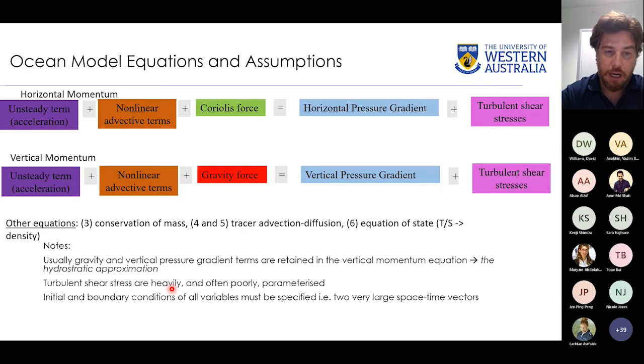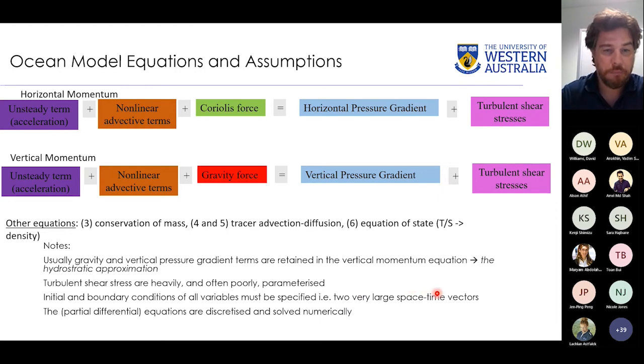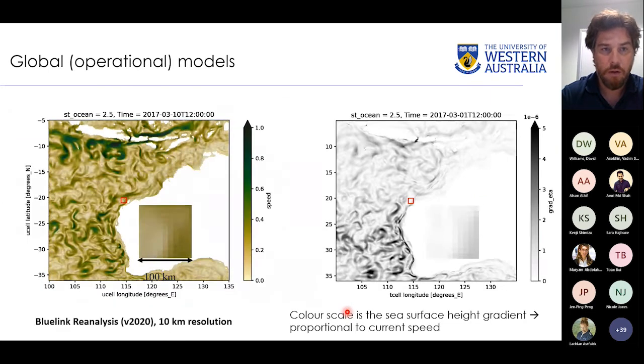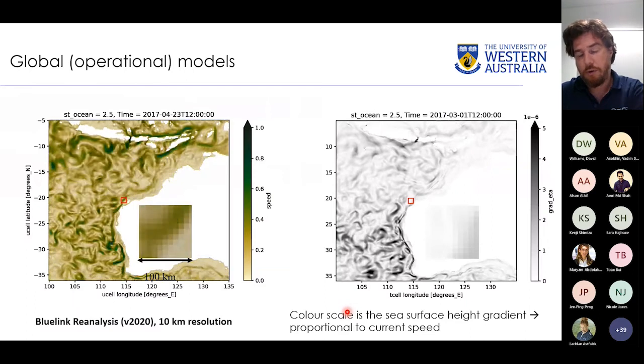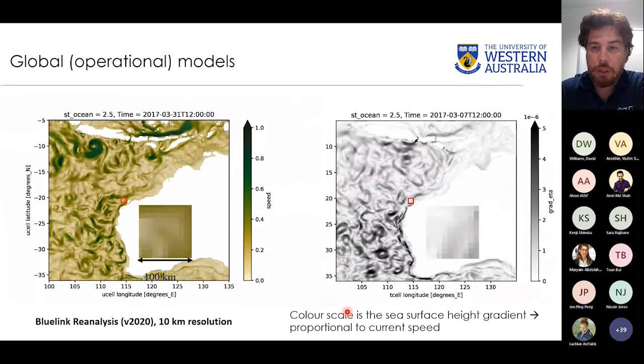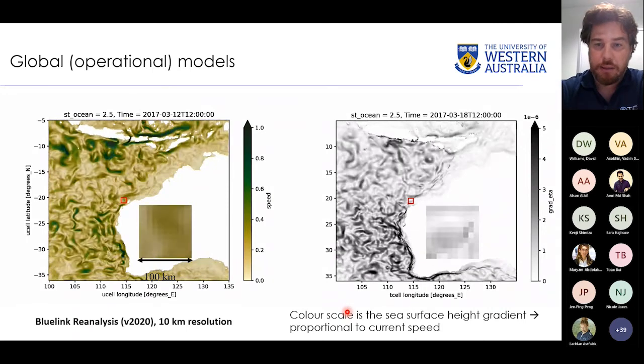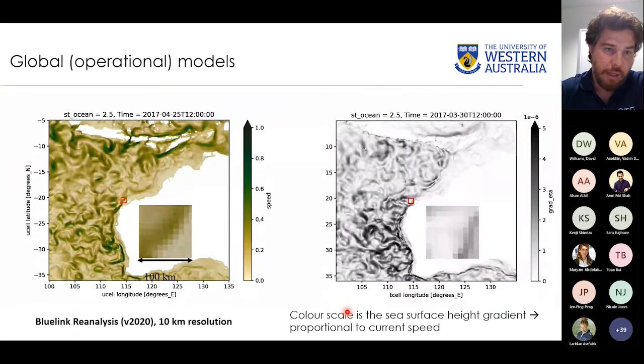The other thing is you need initial and boundary conditions of all the variables to be specified, and that's two very large space-time vectors, which also creates uncertainty in your model. And the last thing is that the equations are discretized onto a grid and solved numerically, and that also creates uncertainty. So now I'll step you through different classes of model and highlight the differences in what they actually resolve.